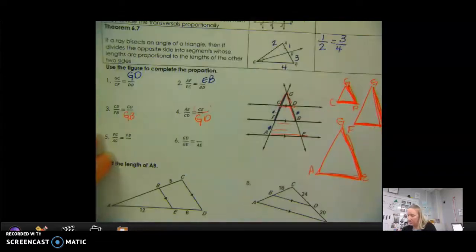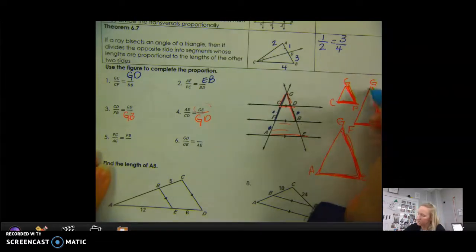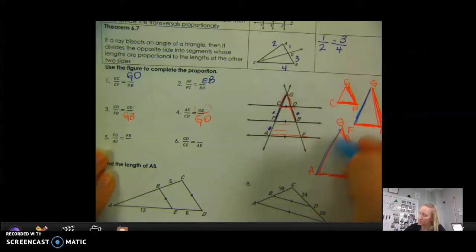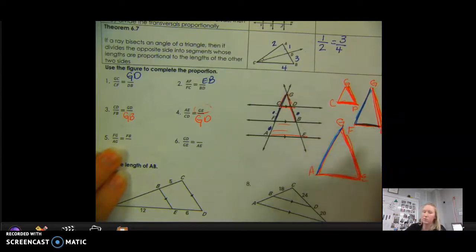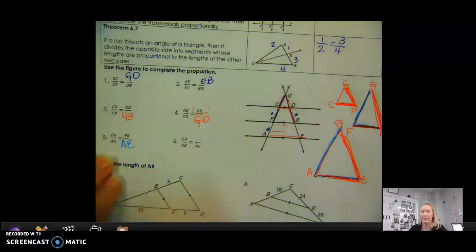And then, all right, F to G. F to G is side of the medium over A to G, side of the big. Side of the medium over side of the big equals base of the medium over what? So side of the medium over side of the big equals base of the medium over base of the big. So that would be A to E.